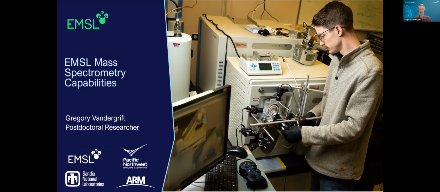Hi, everyone. My name is Gregory Vandergrift, and I'm very excited to talk to you broadly about EMSL's mass spectrometry capabilities for atmospheric research questions. I want to give you an overview of what we're going to talk about, just highlight the different kinds of mass spectrometry tools that we have, not necessarily explaining in detail how they work individually, but giving you a broad catalog of the different things at our disposal to help answer your specific research questions.